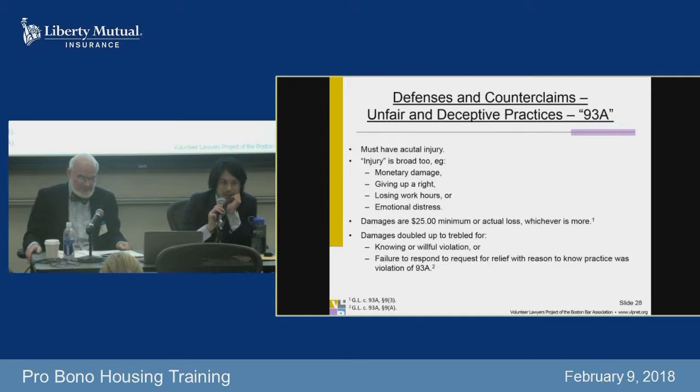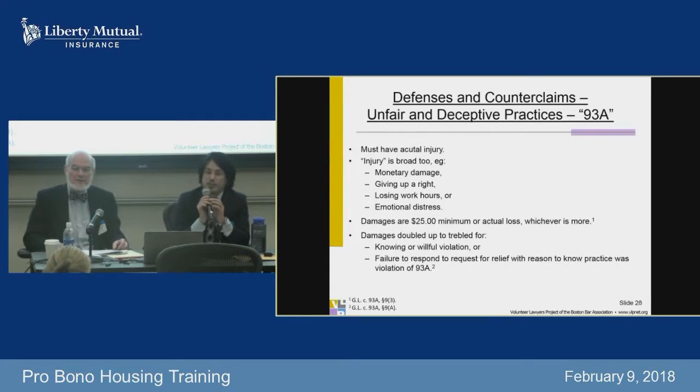93A also allows for double or triple damages for knowing or willful violations. That is, if the landlord knowingly or willfully commits an unfair act, knowing that it's an unfair act, or the landlord fails to respond to a request for relief with reason to know the practice was a violation of 93A. And so a little bit of background here. We use 93A often as a counterclaim, right? Because we're helping out tenants who are being evicted, so they're the defendants. A tenant can also allege 93A or start a 93A action affirmatively. But to do that, they actually have to send a 30-day demand letter first. When we allege 93A as a counterclaim, we don't need to do that.